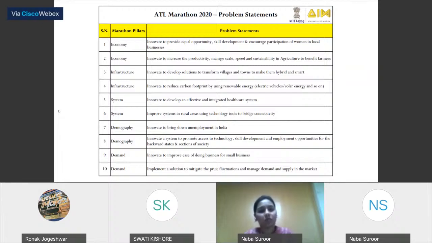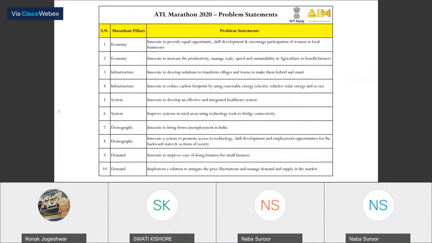In infrastructure, we have two problem statements: innovate to develop solutions to transform villages and towns to make them hybrid and smart; innovate to reduce carbon footprint by using renewable energy, such as electric vehicles, solar energy, and so on. When I think of infrastructure, it's always important to have great infrastructure around you. Considering India is such a vast country, we do have some of these challenges across our communities as well, and it is not just in villages. These problems are also in cities. So how can we make them more efficient using current, 21st century technology tools?